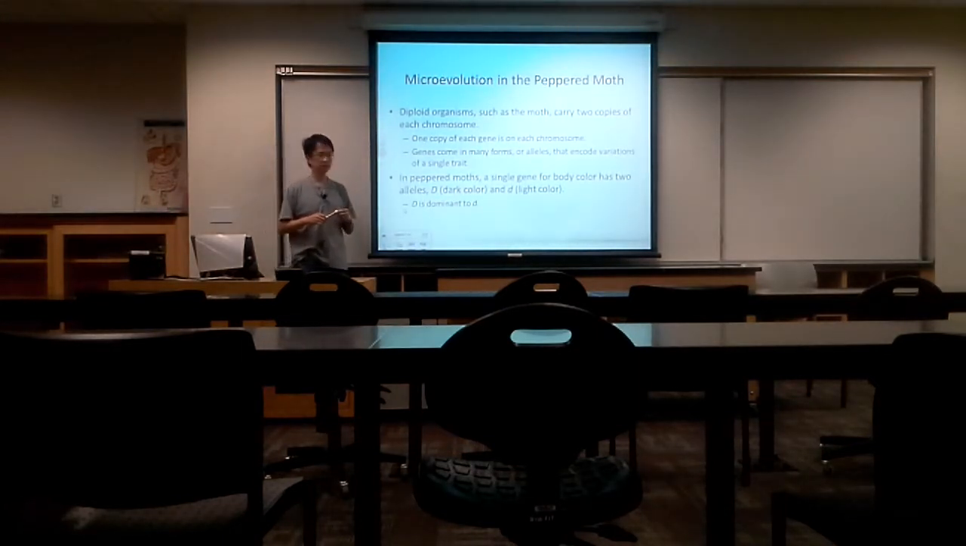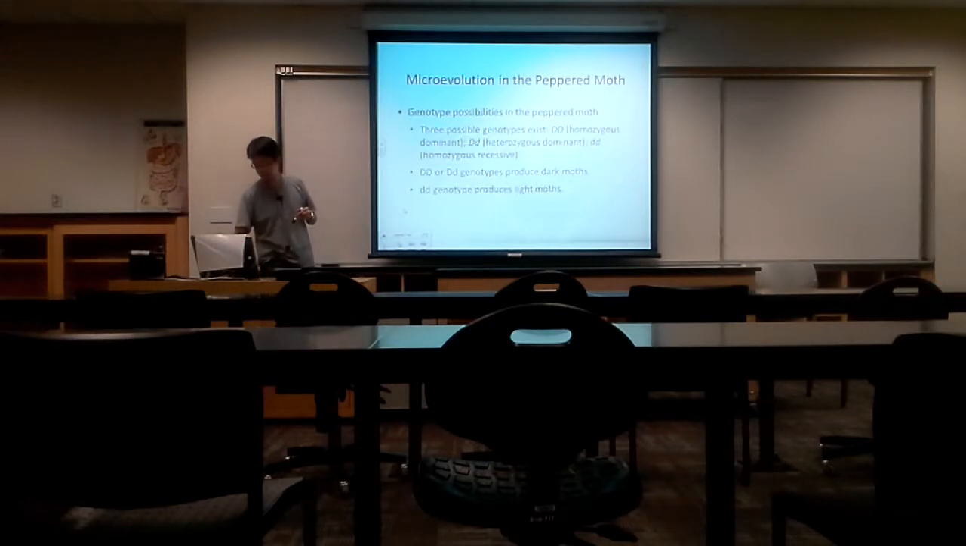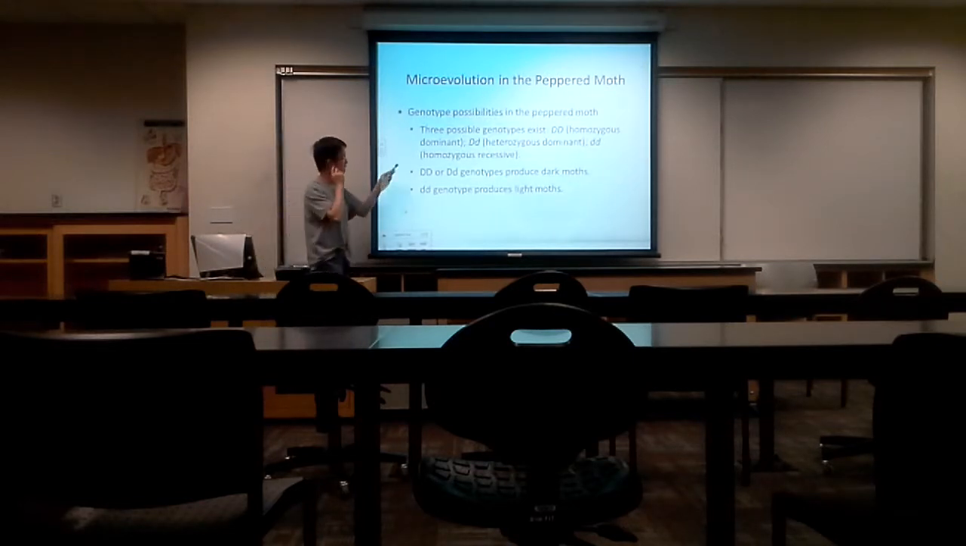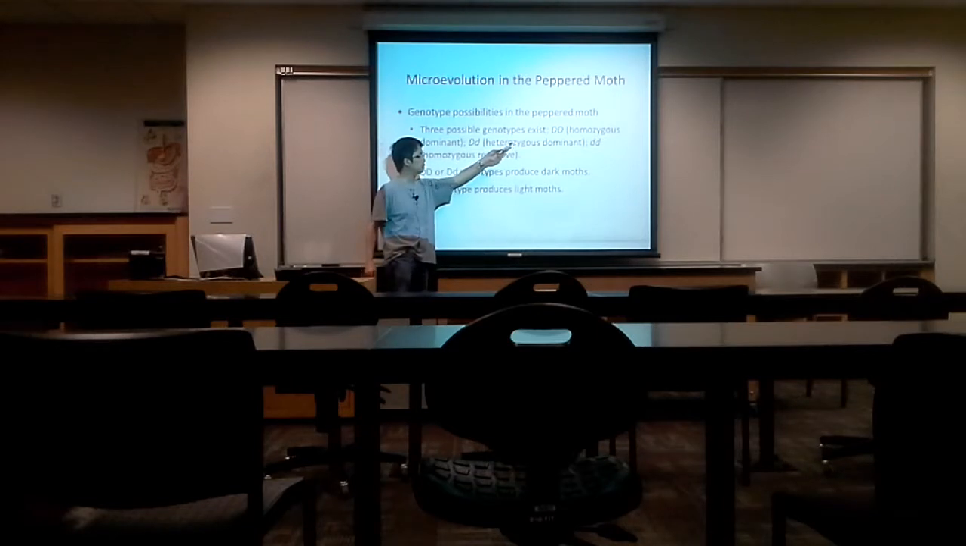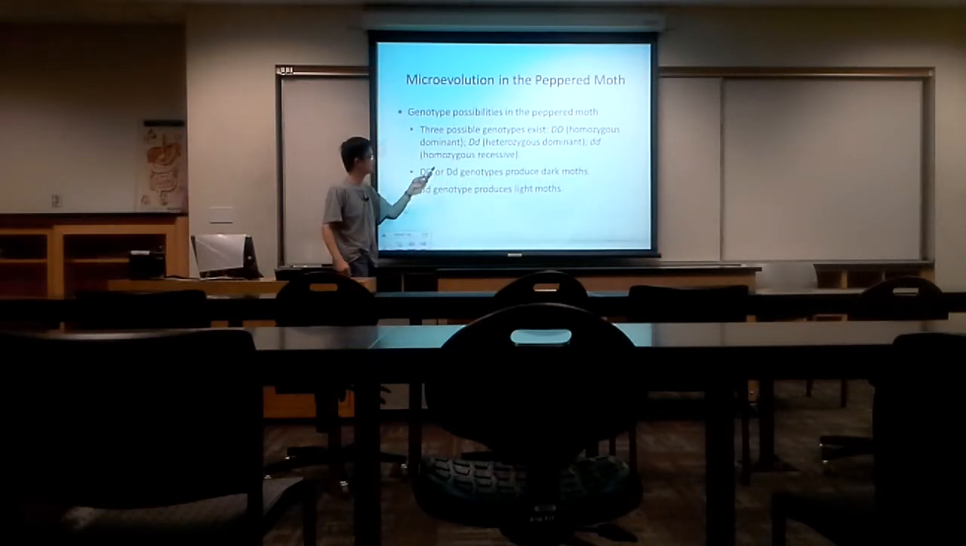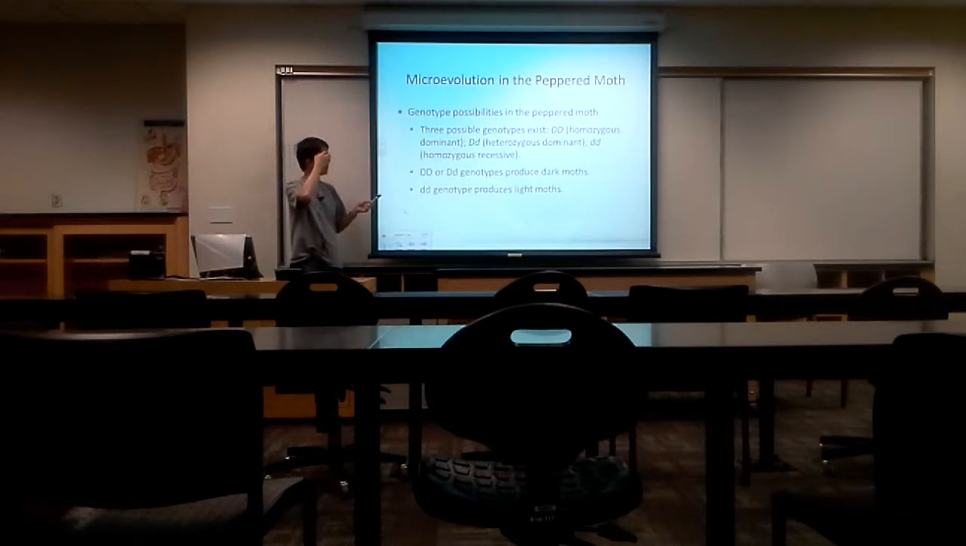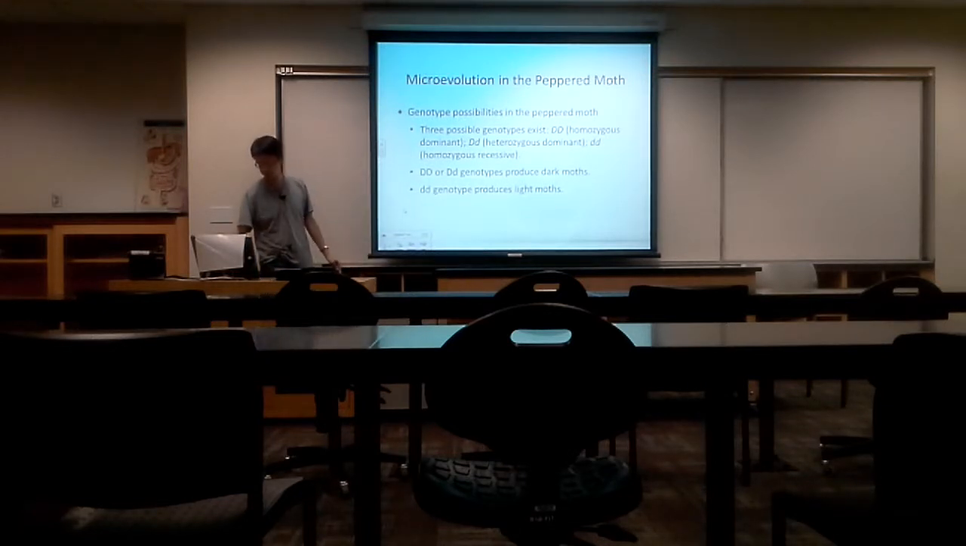In other words, the allele will be the genotype, the possible genotype: big D, big D, homozygous dominant; big D, small d, heterozygous dominant; and small d, small d, homozygous recessive. So the dominant one will produce a dark morph, the recessive one will produce a light color morph.